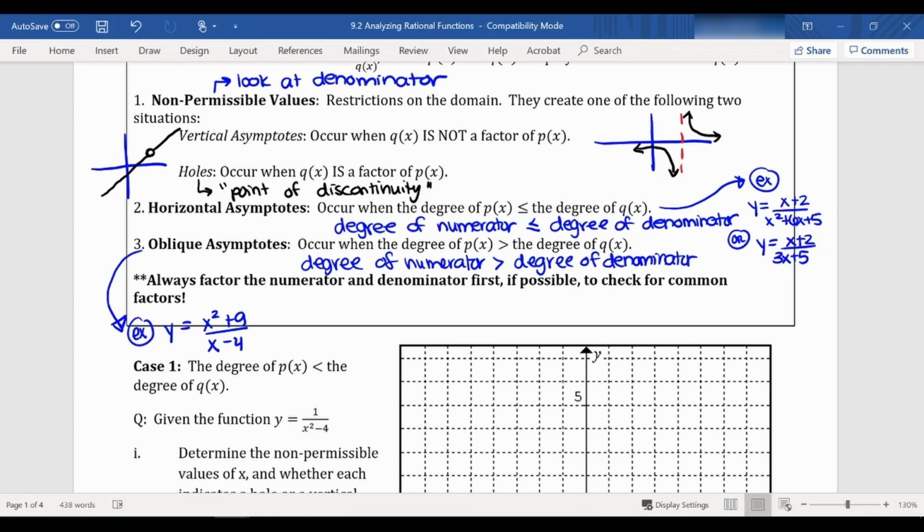Okay. So we're going to look at each case here, whether the degree is bigger on the top or on the bottom, or if the degrees are the same. We're going to look at how these different cases work algebraically and then what they look like on a graph.